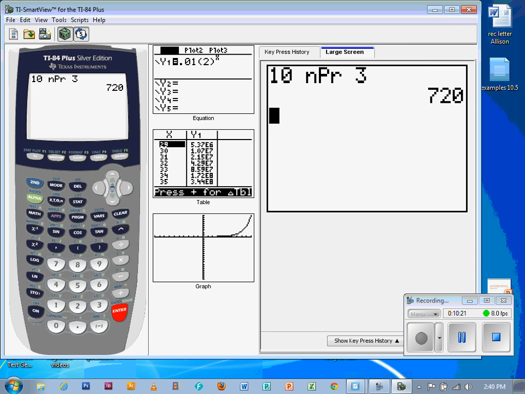So a couple handy things that we can do with our calculator to help eliminate tedious multiplication. So hopefully this part 1 went well. Part 2 will be coming up. Let me know if you have any questions about part 1, and proceed on to part 2.